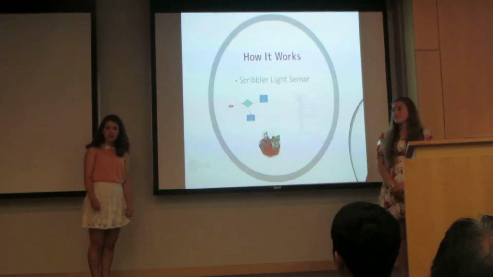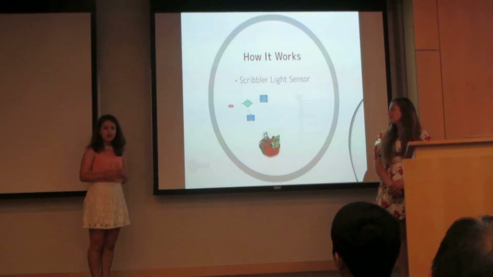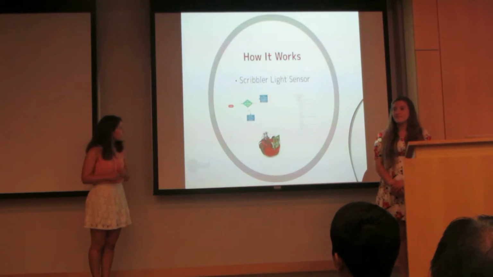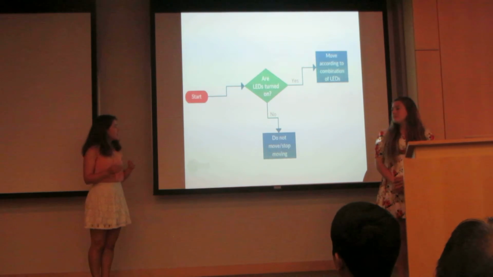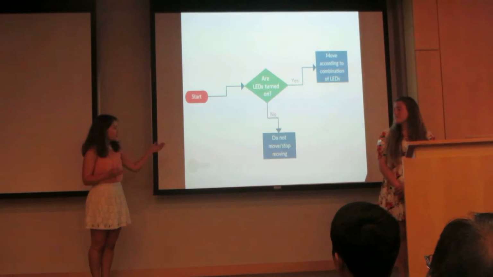And in order to communicate between the Arduino and the scribbler, we implemented the scribbler light sensors. There are 3 of them, and they read the values of the brightness of the light entering them. And so the scribbler first checks, are the LEDs turned on? If so, it will move according to the combination of the LEDs, and if not, then it will stop moving.